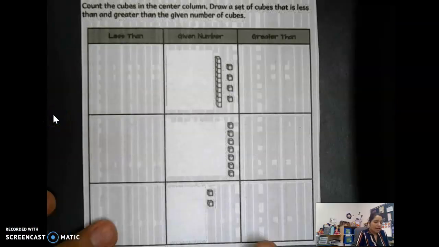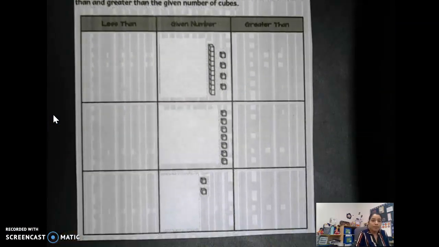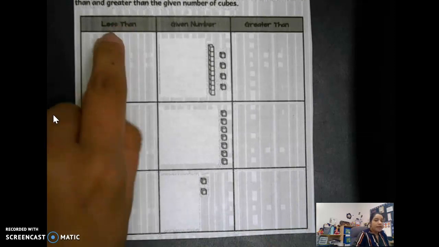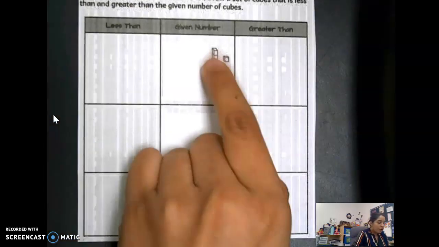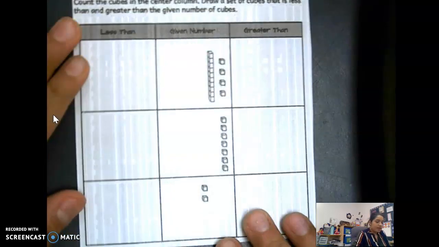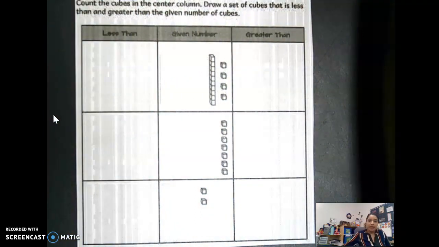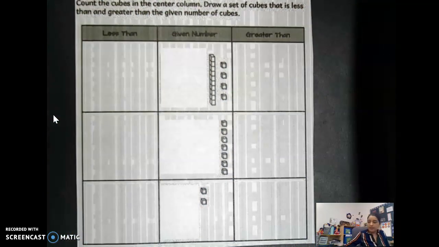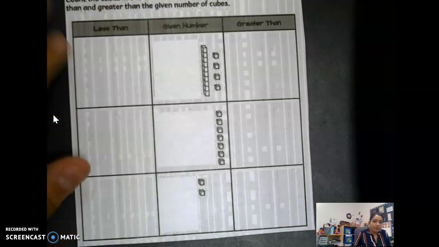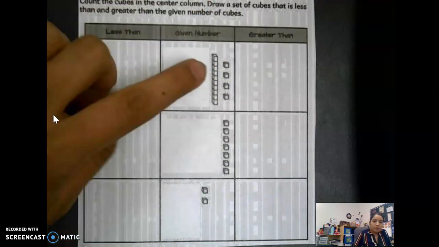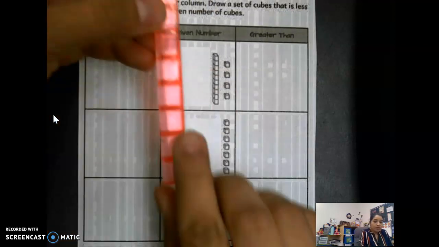Now let's go ahead and generate a number less than and greater than our given number right here. Let's go ahead and do that. So I'm going to go ahead and grab some 10 blocks and some ones so we can go ahead and see our given number. So our given number has 1 ten block. So I'm going to go ahead and put 1 ten block.